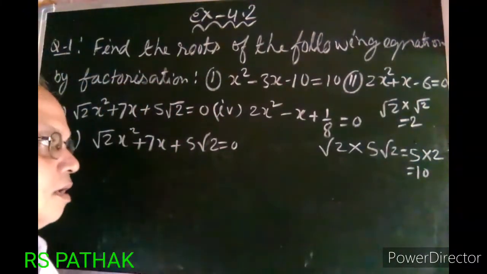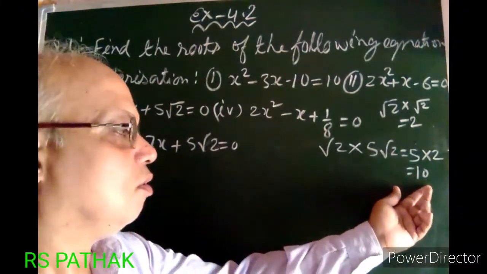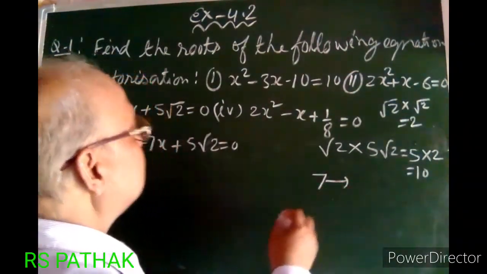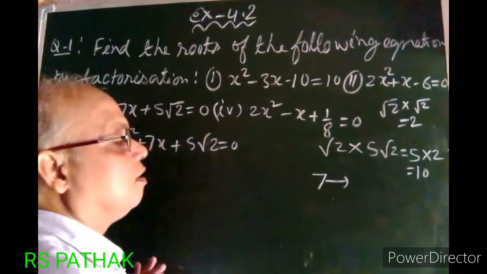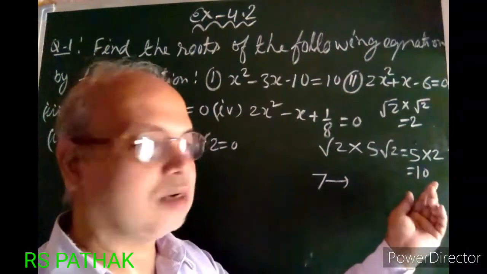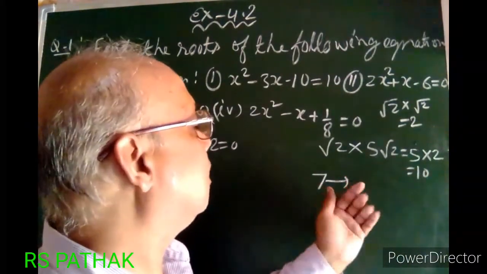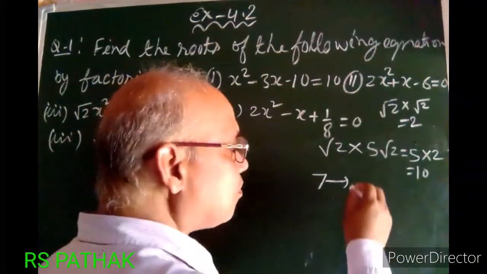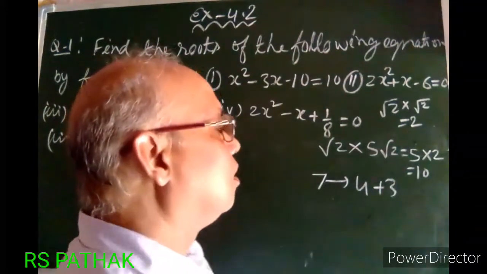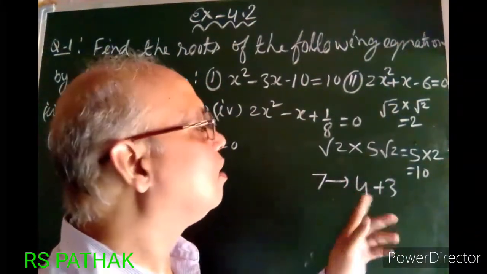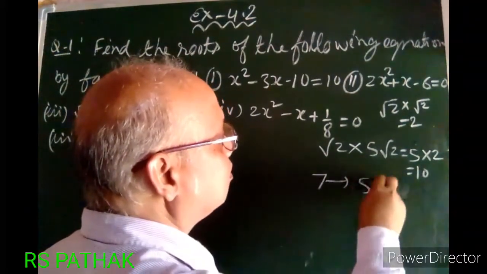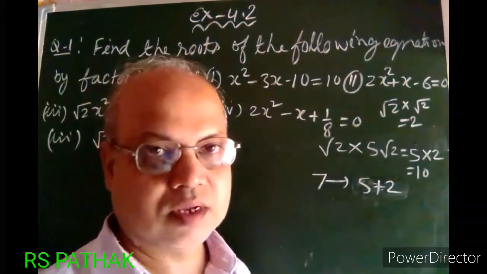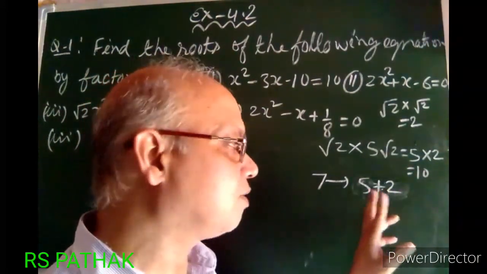Now I have come to find 7. I have to break 7 into two numbers in such a way that the addition should come 7 and multiplication should come 10. That will be 4 plus 3? 4 plus 3 will be 7, and 5 plus 2, 5 plus 2 will be 7 and 5 into 2 will be 10. Therefore, 7 will be broken into two parts, 5 and 2.